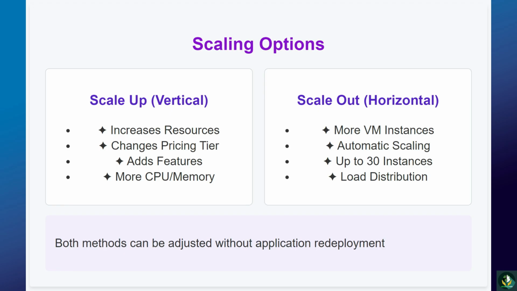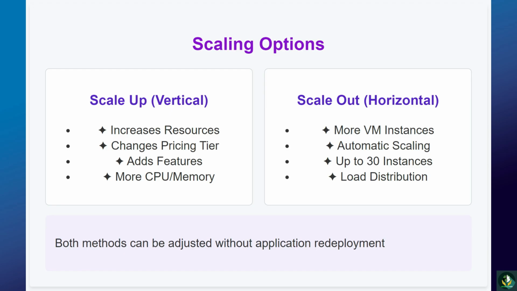When we talk about scaling up, we're essentially upgrading your application's power by moving to a higher pricing tier or choosing a more powerful compute instance. This vertical scaling approach increases your CPU, memory, and disk space allocations. Think of it as upgrading from a compact car to a luxury vehicle. You're getting more power and features in the same package. As you scale up through different tiers, you unlock additional features like custom domains, SSL certificates, staging slots, and auto-scaling capabilities.